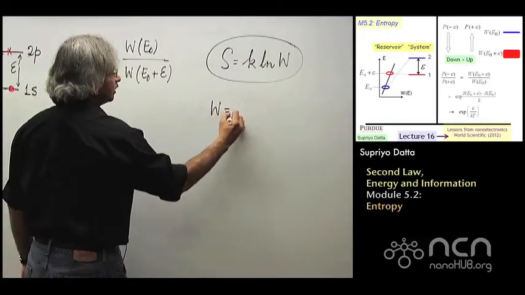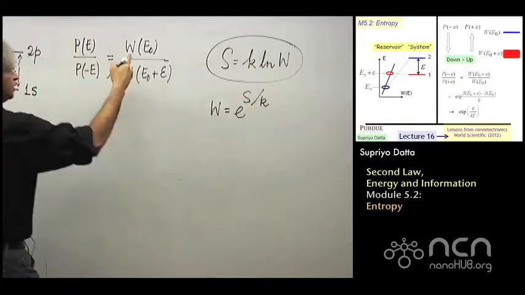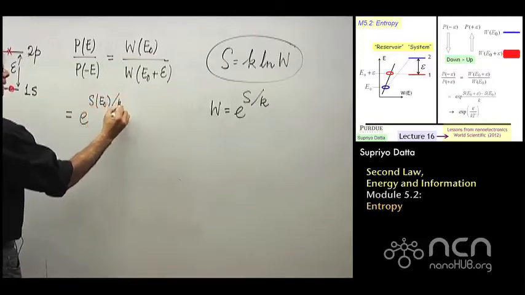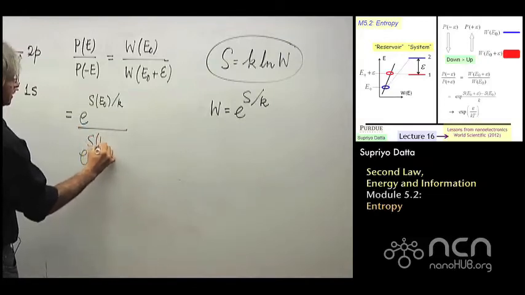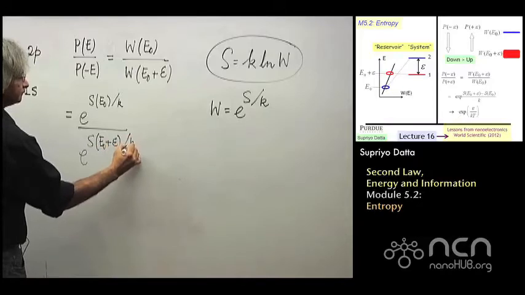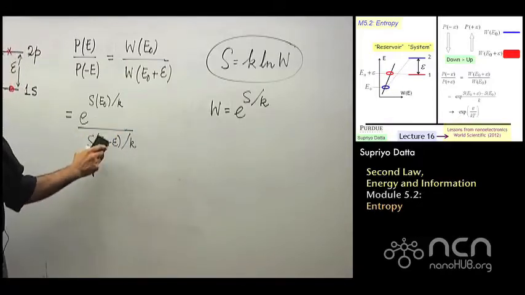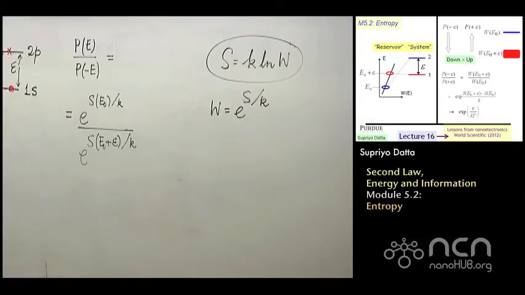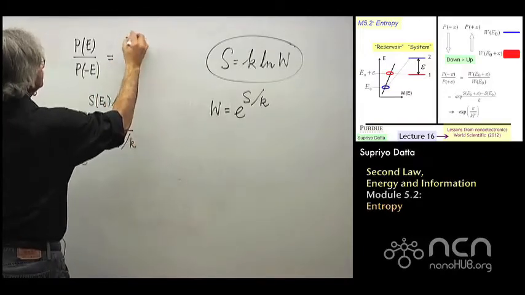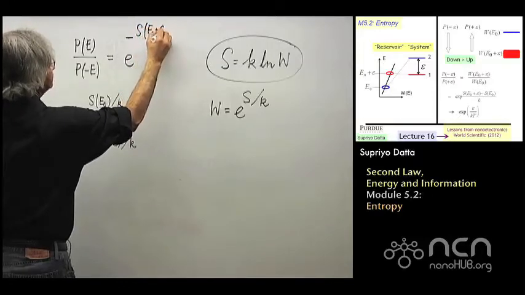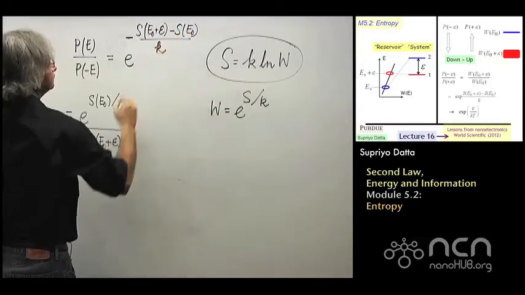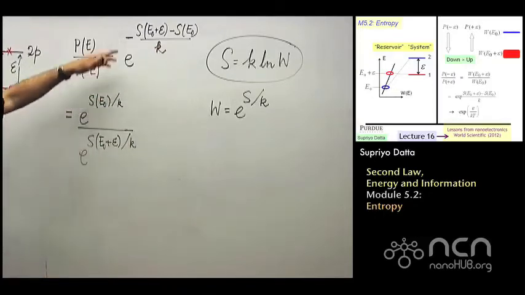What that means is W is equal to exponential of S over K. So you could use that here and write this as e to the power S of E0 over K, divided by e to the power S of E0 plus epsilon over K. And I could use this then to write it as exponential of minus S of E0 plus epsilon, minus S of E0, divided by K. So I just took this and wrote it this way.